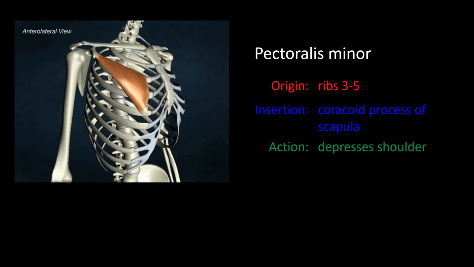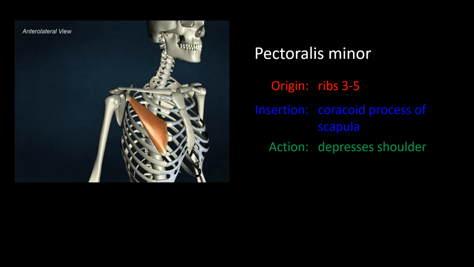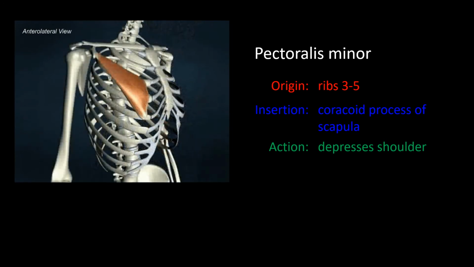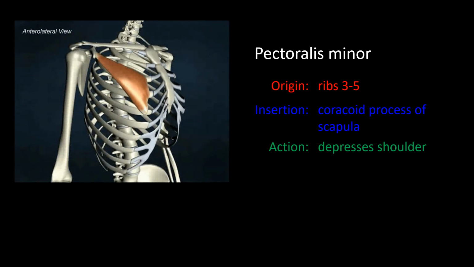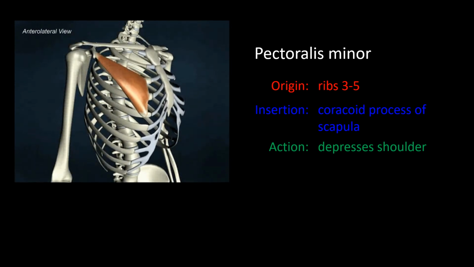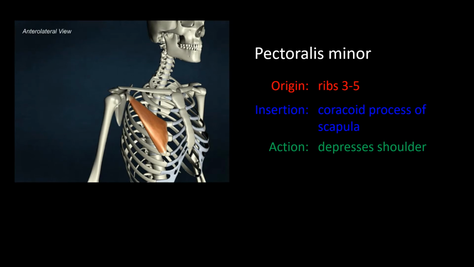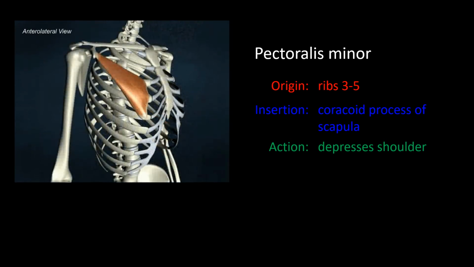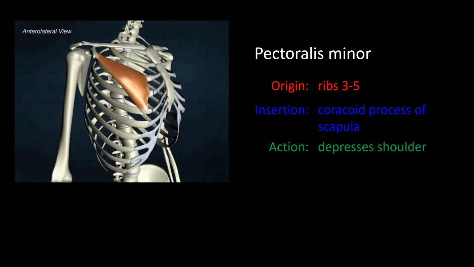So this first action that you're seeing here, and let's wait for the animation to get back around. This first action is to depress the shoulder. So it'll depress the shoulder and rotate it forward a little bit. Now, if you reverse the origin and the insertion, then it can lift the ribs and assist in forced breathing, as you can see there.